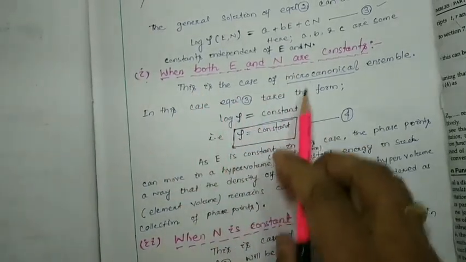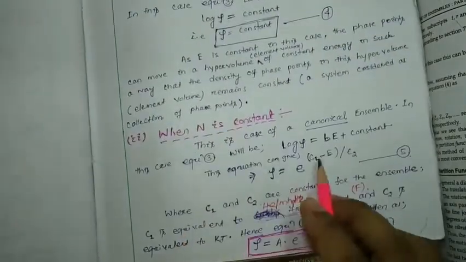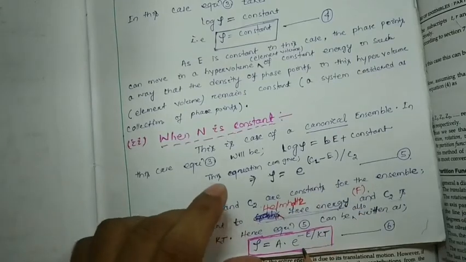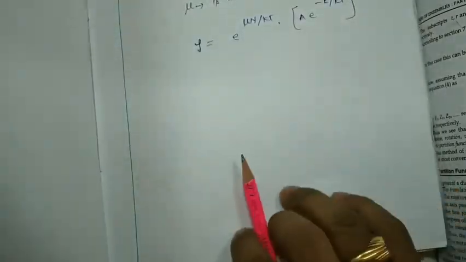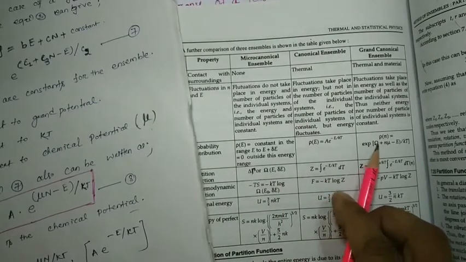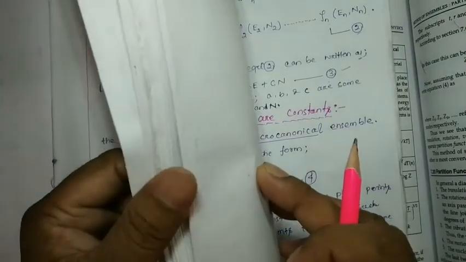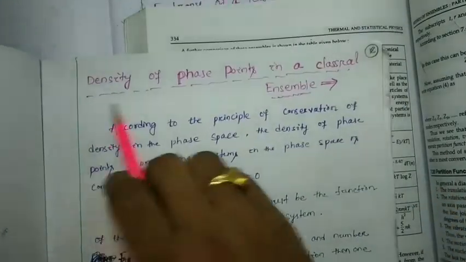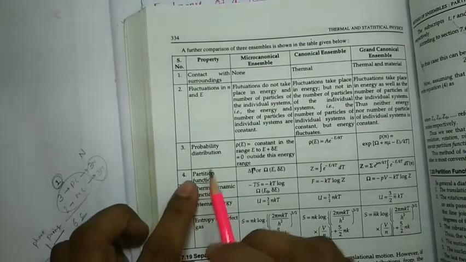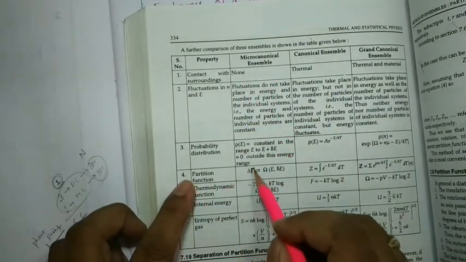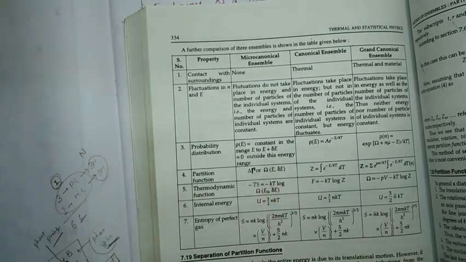For microcanonical, sigma is constant. For canonical, a to the power minus E by kT. For grand canonical, it is the exponent mu N minus E by kT, with some constant. This one we have discussed in this topic, you can refer to this video. And here you can see the partition function of microcanonical ensemble is nothing but del gamma.